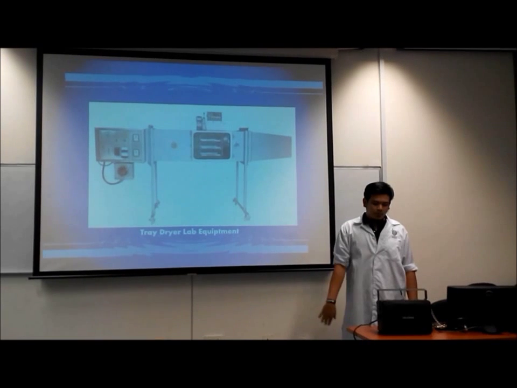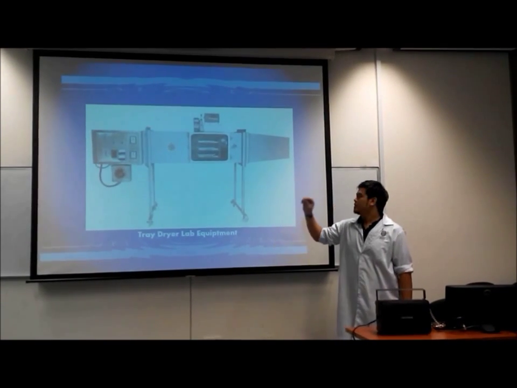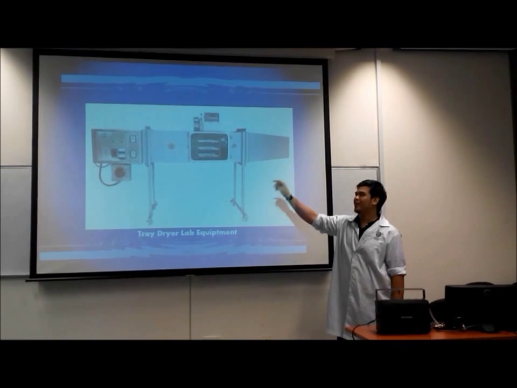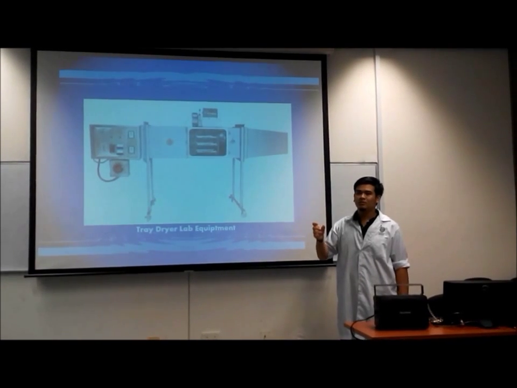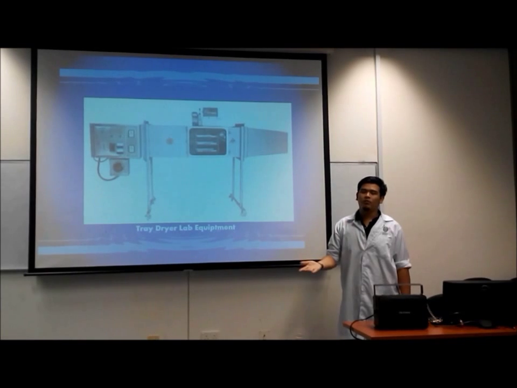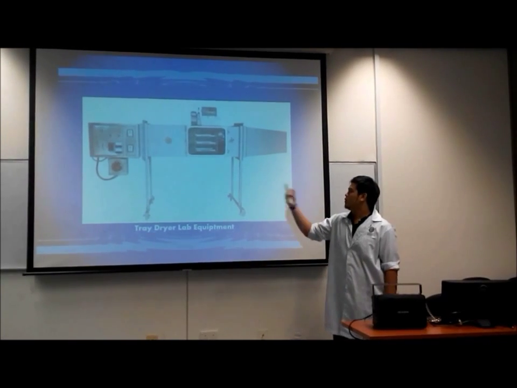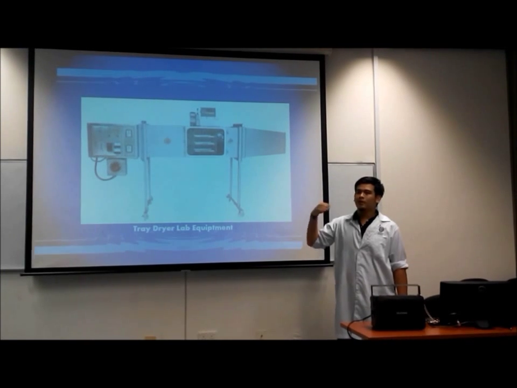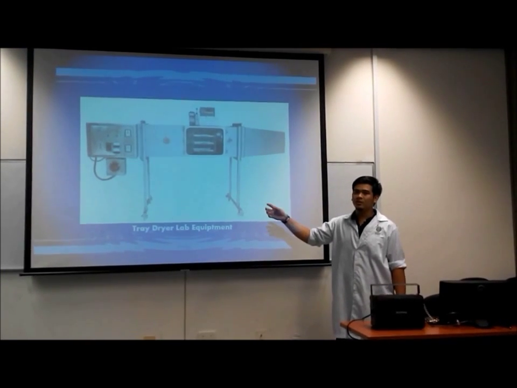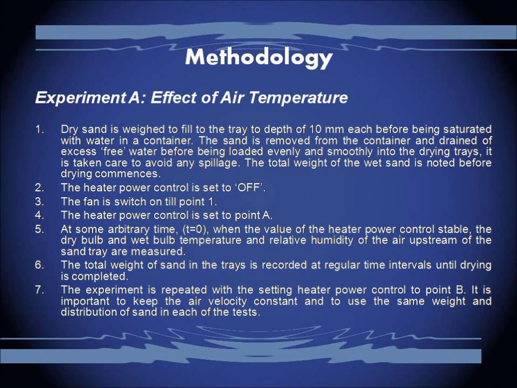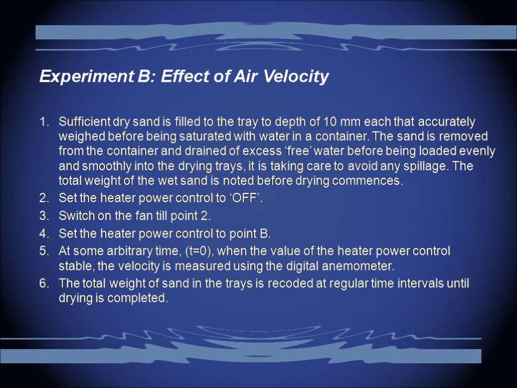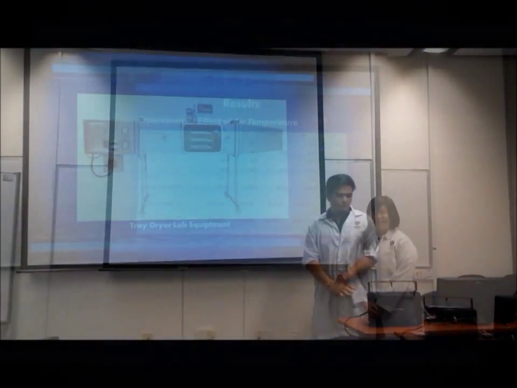For experiment A, we fix the speed of the fan, and we adjust the heater level to different temperatures. And for experiment B, we keep the temperature constant, but we adjust the air velocity, which is the fan speed. That's all. Thank you.